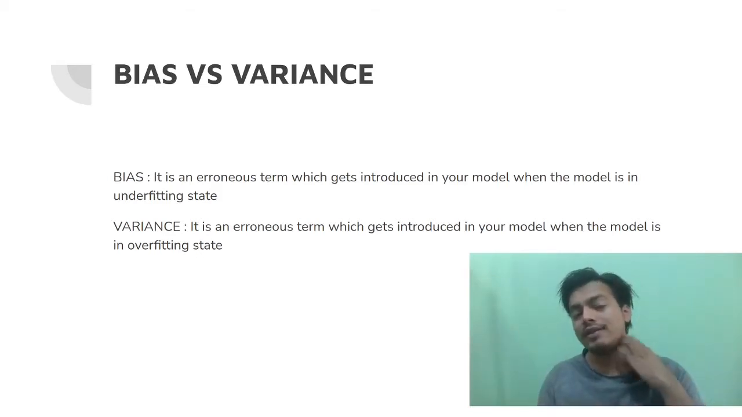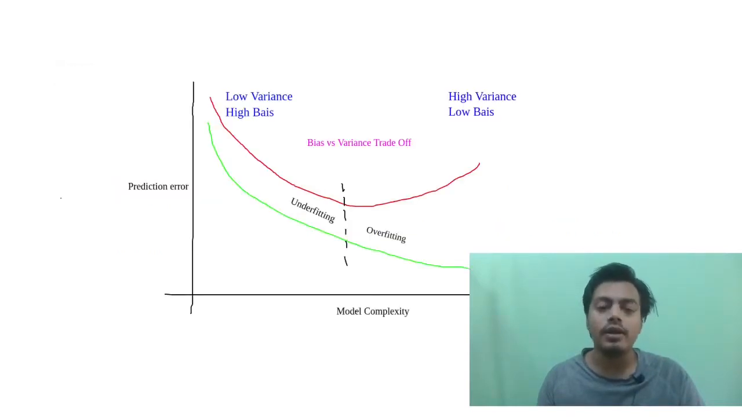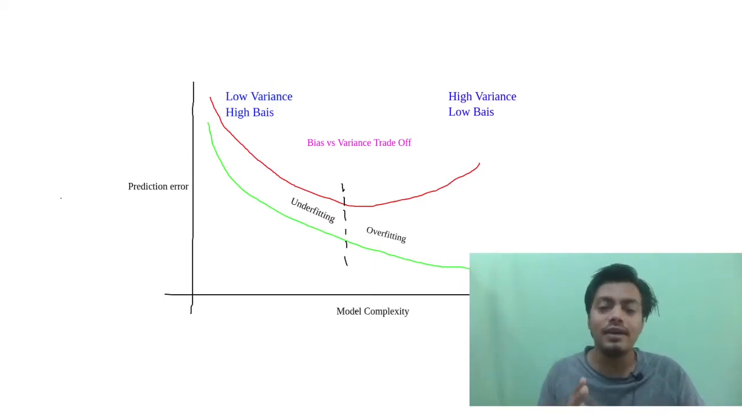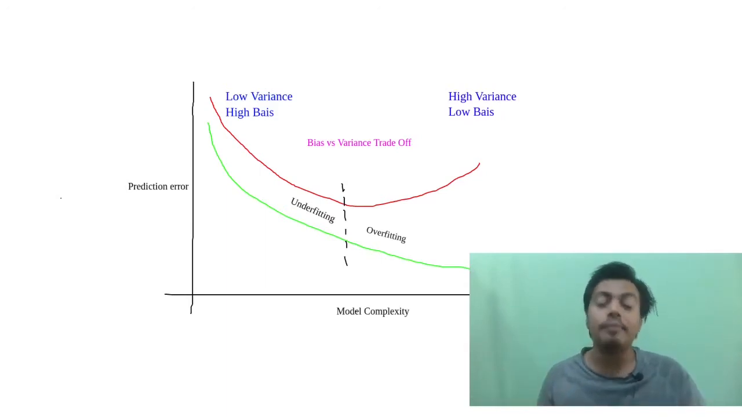Now let's try to understand this in a much better way with an example. Let's look at this graph. The model complexity is going from low to high, and we have our prediction error on the y-axis. The green line indicates my training data, and the red line is the performance of the model on the test data. As you can see, the prediction error on the training data goes down as my model complexity increases.